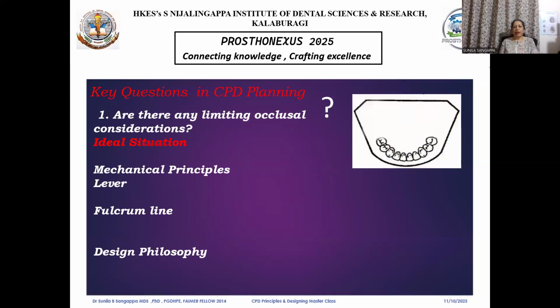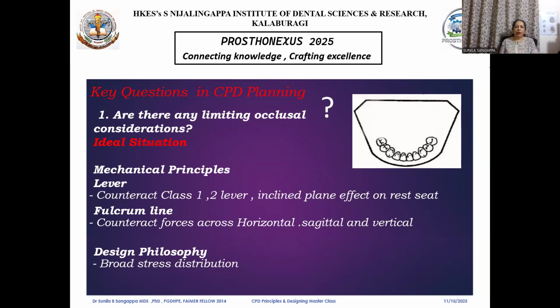Now coming back to our ideal situation, we do not have any occlusal considerations to be mentioned here because it's an ideal situation. Coming to the mechanical principles of lever, we need to counteract them in our design for the class 1, class 2, and also the inclined plane effect on the rest seat. And also counteract forces across horizontal, sagittal, and vertical planes in our design. The philosophy that we would be considering is the broad stress distribution.